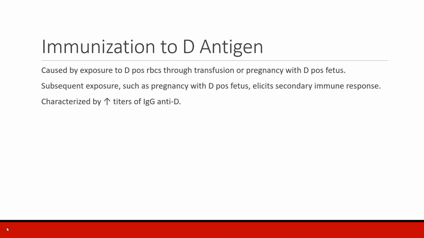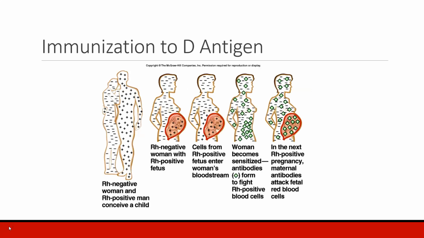And of course, it's a secondary immune response, and the antibody class is IgG, which can cross the placenta. So this picture illustrates how the male must be D positive, and so she's pregnant with the D positive. The fetal red cells can enter her bloodstream, and if she is a responder, she will become sensitized or immunized to the D antigen on these Rh positive cells. And of course, in a subsequent pregnancy, the results are devastating because it is a secondary immune response.